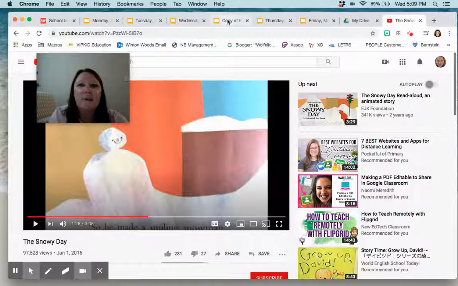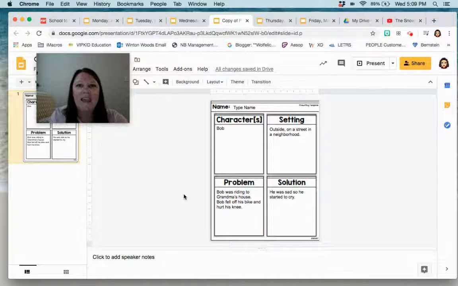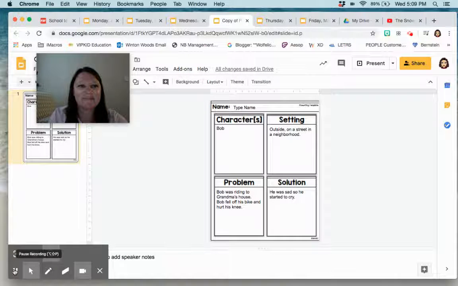But first, I'm going to get out my pre-writing. Once the lesson was finished, I went and wrote some more, and I kind of switched around my pre-writing template a little bit. So here is my pre-writing template.